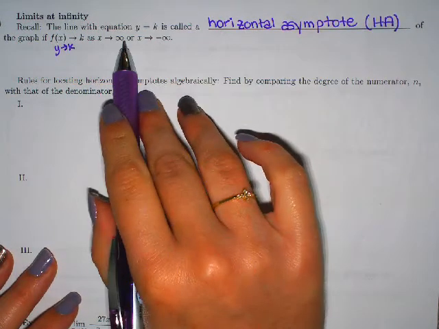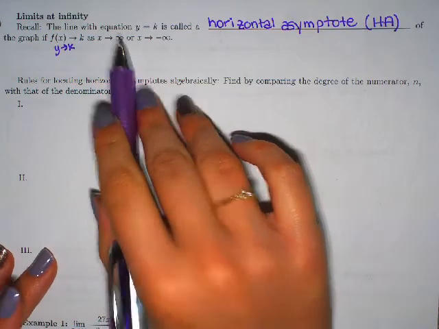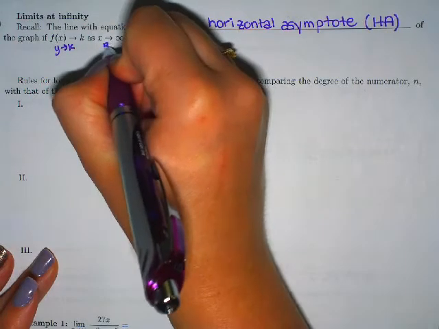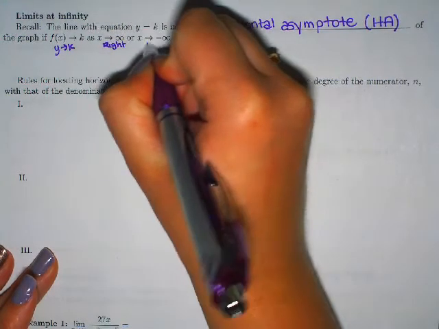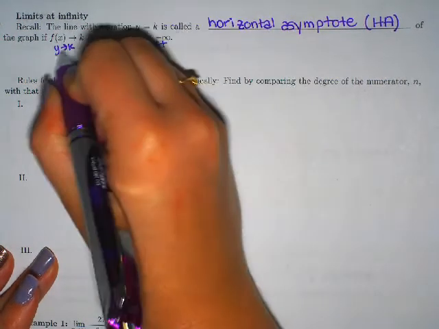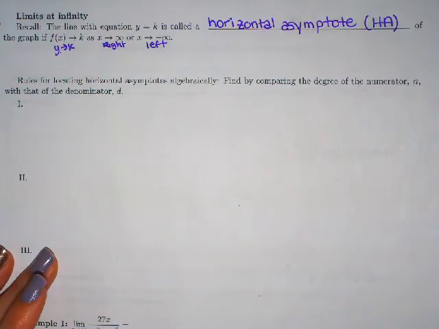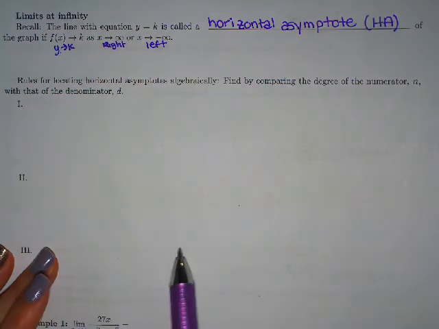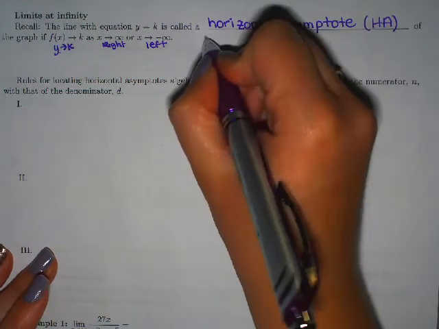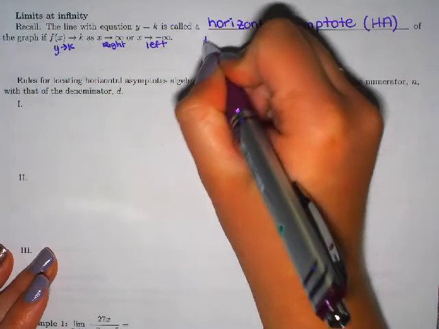So this, remember, x is the left or the right. So as x goes to the right or left, the y value is approaching some number k. So the y value stops. It doesn't go up or down necessarily. Okay, so let's draw an example of a horizontal asymptote.